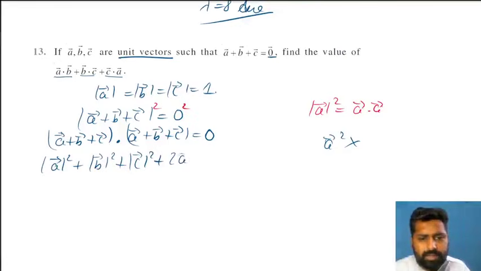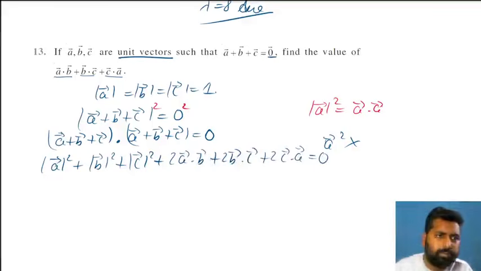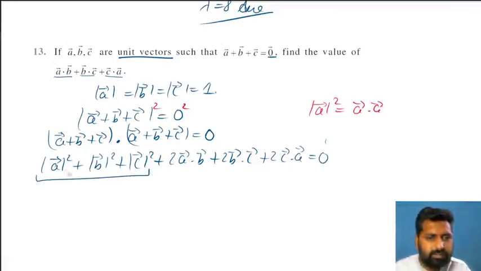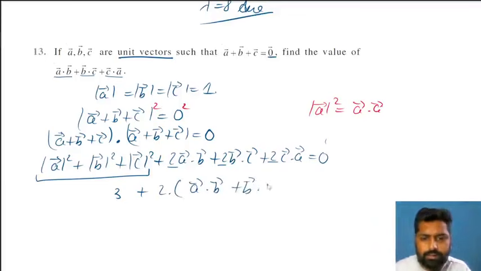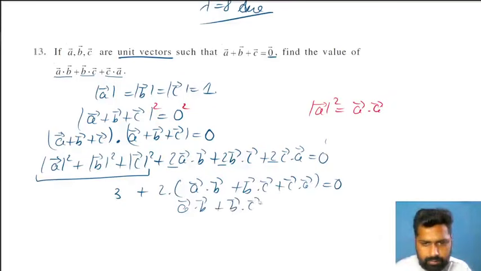2AB can be possible. 2AB means 2 A dot B, 2 B dot C, 2 C dot A, that's 0. Okay, this much we know. Magnitude is 1, 1, 1, so 3 into 2 times. I can take 2 common from all of these expressions, so 2 times A dot B, B dot C, C dot A equal to 0. So A dot B plus B dot C plus C dot A becomes how much? Take 3 on the other side, minus 3 upon 2, and that's the answer.